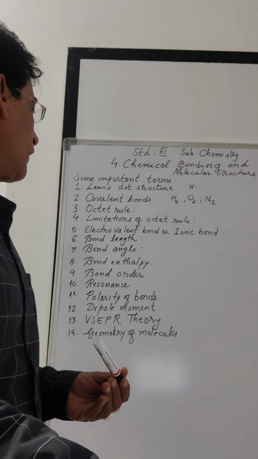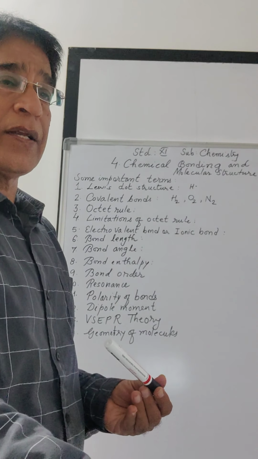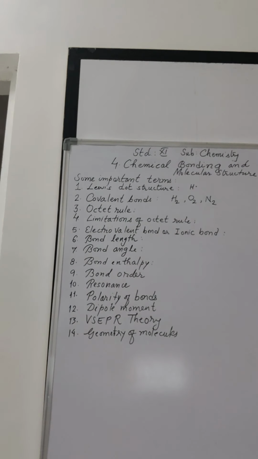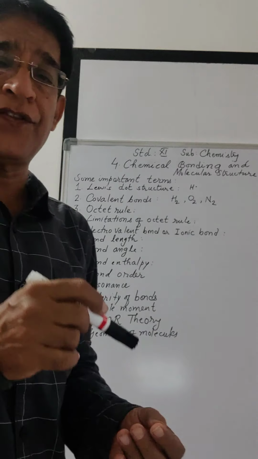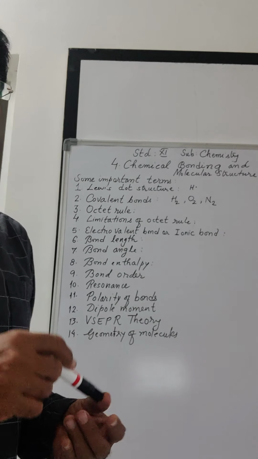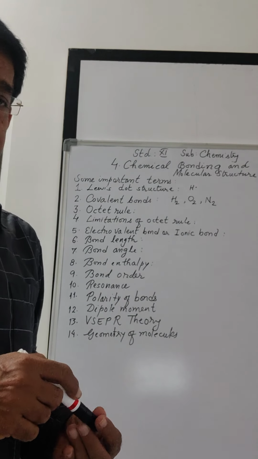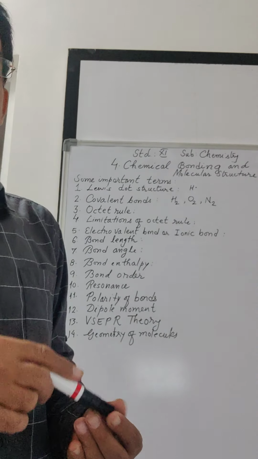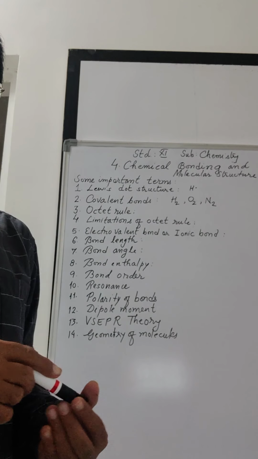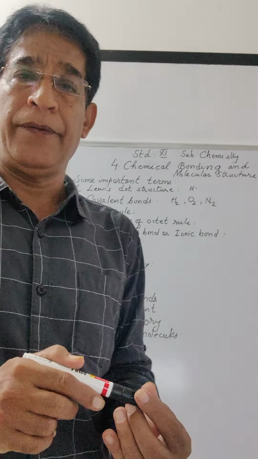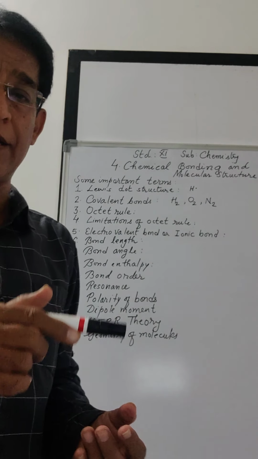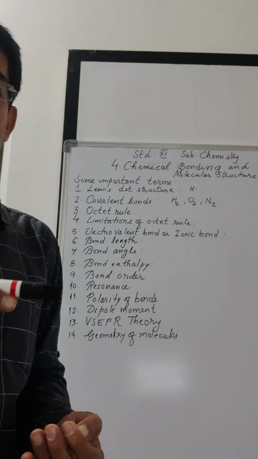And limitations of the octet rule. First, incomplete octet of the central atom. In some compounds, the number of electrons surrounding the central atom is less than 8. This is especially the case with elements having less than 4 valence electrons. Examples: LiCl, lithium chloride, BeCl2 and BCl3.